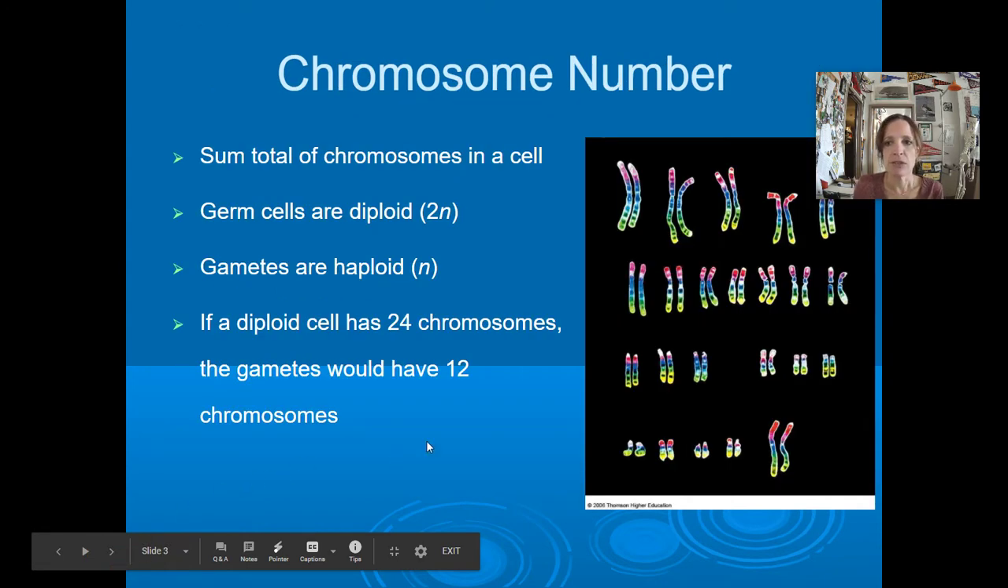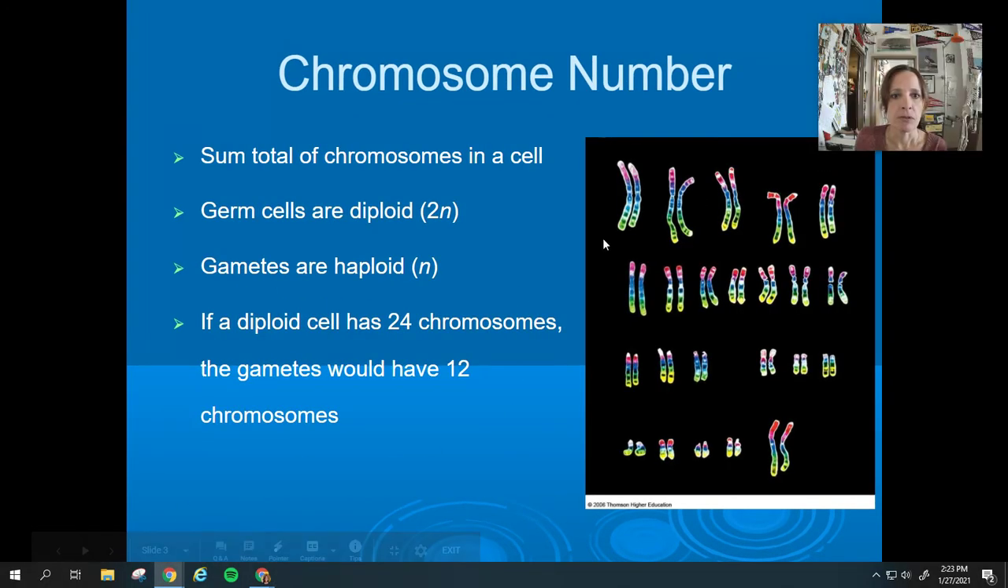So just to review with chromosome number, remember germ cells are the cells at the beginning of meiosis, and they're diploid, so they have 2 of each chromosome. Gametes, which are the product of meiosis, your egg and sperm, have just 1 N, or 23 chromosomes in humans. So if a diploid cell has 24 chromosomes, that means it has 12 pairs. The gametes would each have 12 chromosomes.